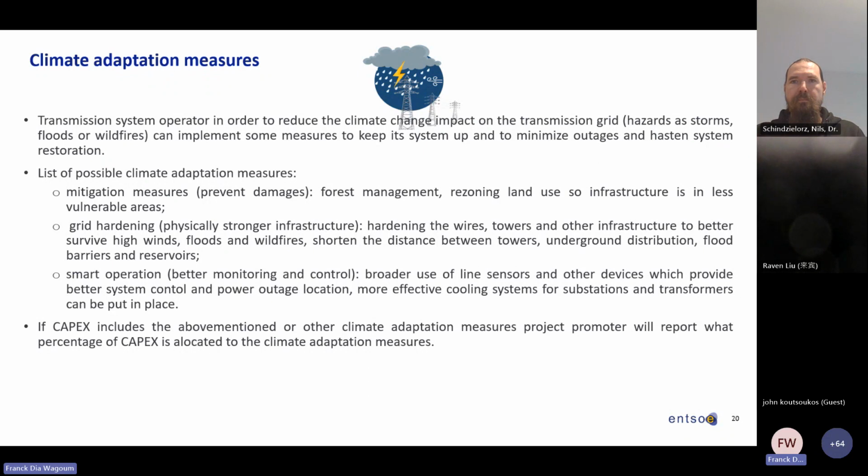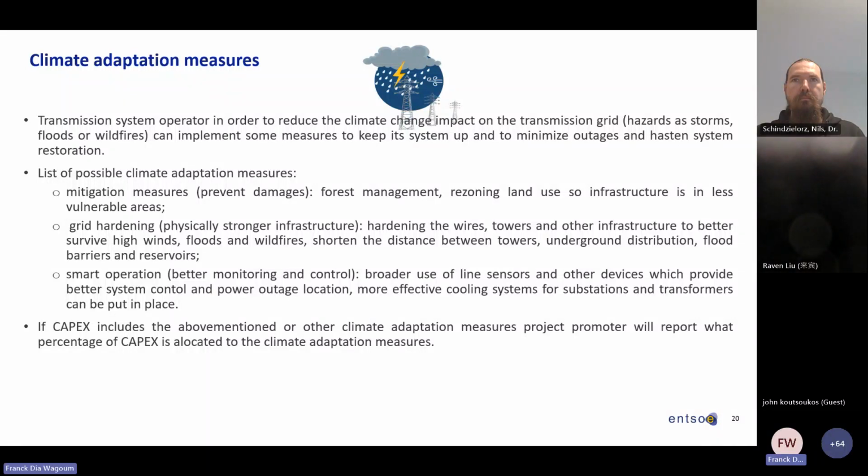Here's a short list of potential climate adaptation measures. For instance, we could have mitigation measures, for instance by doing forest management, rezoning land use so that the infrastructure is in less vulnerable areas. We could also have grid hardening, basically making the infrastructure stronger by building stronger towers and stronger wires that could survive high wind, floods, and wildfires. And also, a potential adaptation to climate change could be smarter operation by better monitoring and controlling the grid.